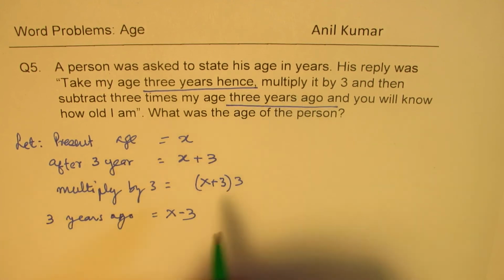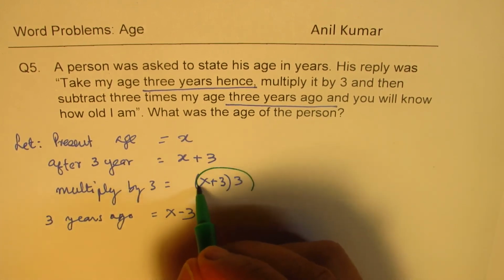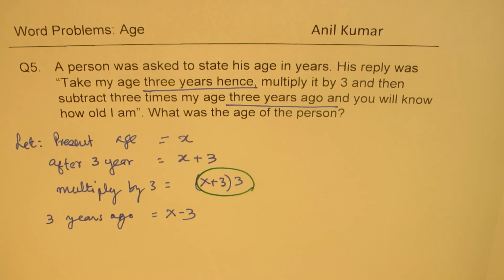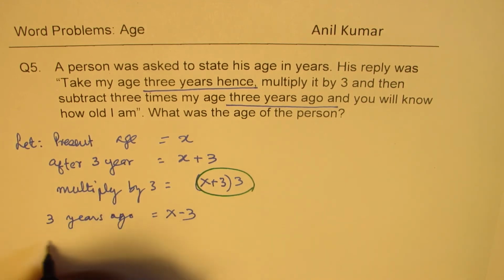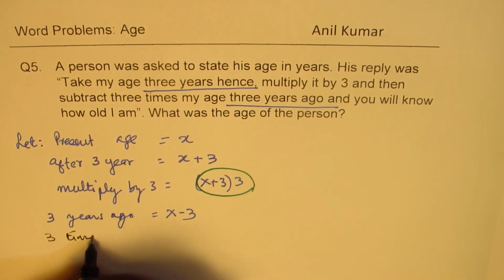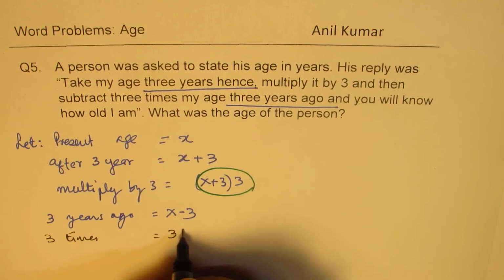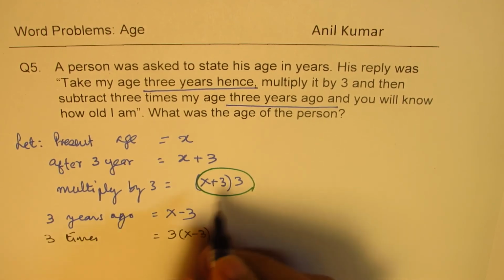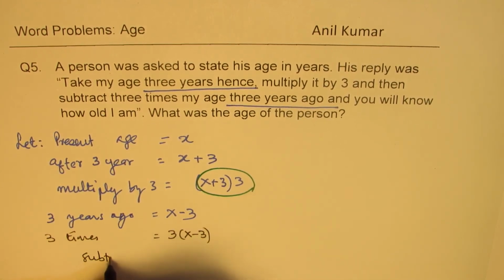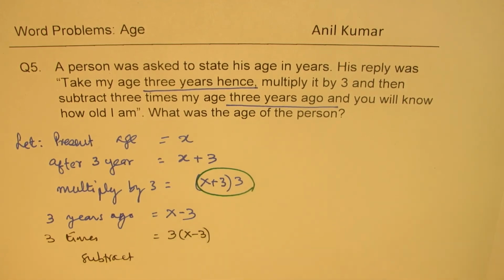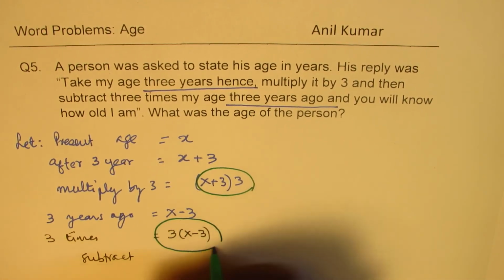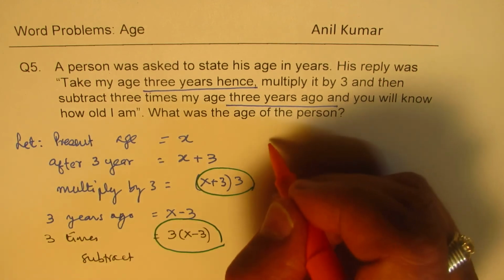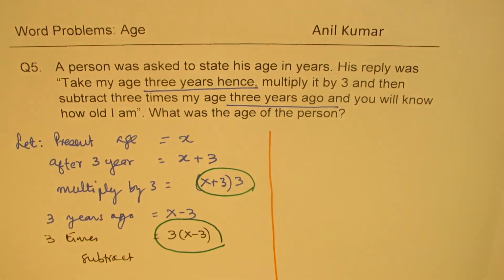So we have to first multiply this. So we have this and then we have to multiply this by 3 times. So 3 times will be 3 times x minus 3. So we have to subtract. Now subtract. So we have to subtract these two, clear, to get the age. Does it make sense to you? Perfect. So read it once again.